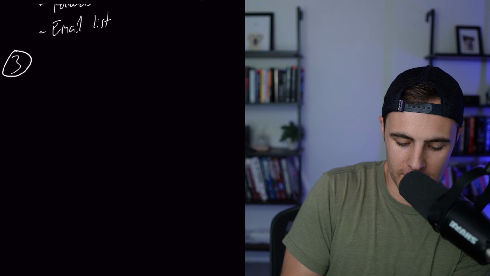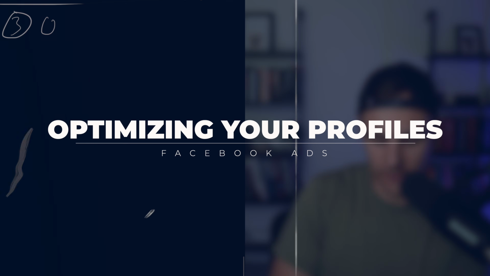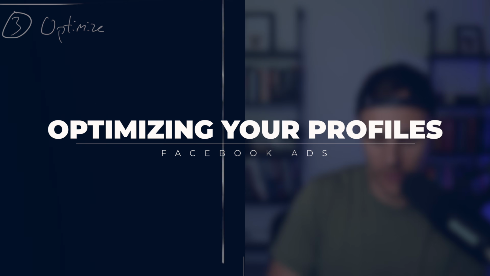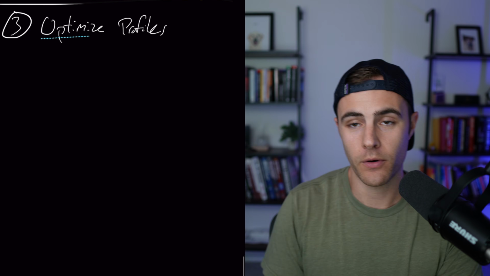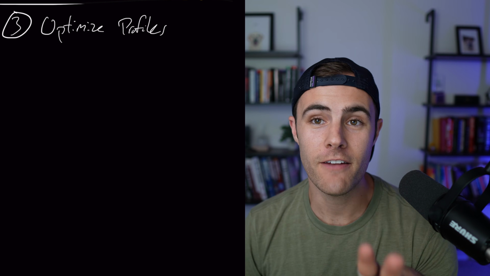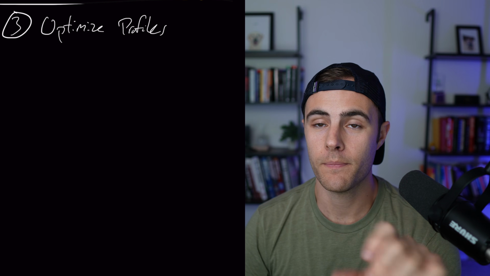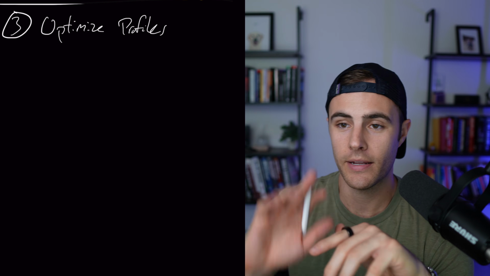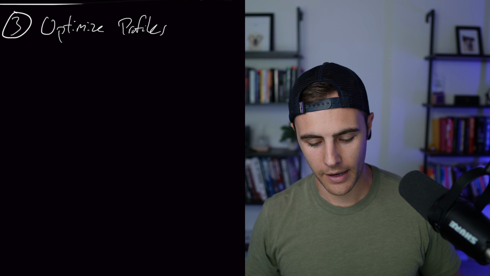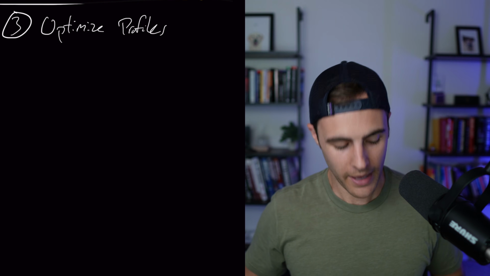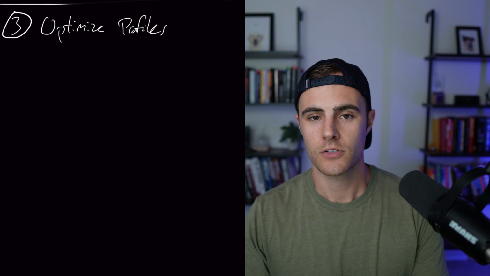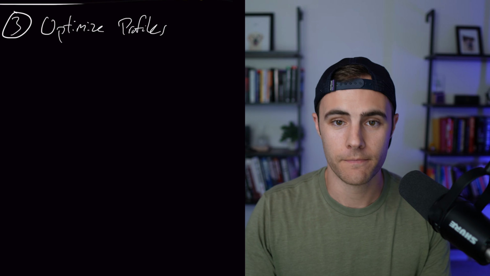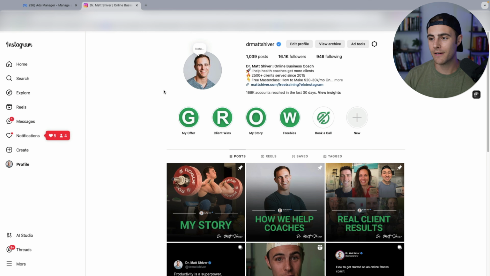Step 3 is going to be optimizing your profiles. Now, if you're going to be running ads on Instagram and Facebook, we need to optimize both of them. What I'm going to do is transition to my computer, and I'm going to show you Instagram and I'm going to show you Facebook. So let's go ahead and jump in. All right, so I'm on my Instagram now, and I will be going on my Facebook as well.